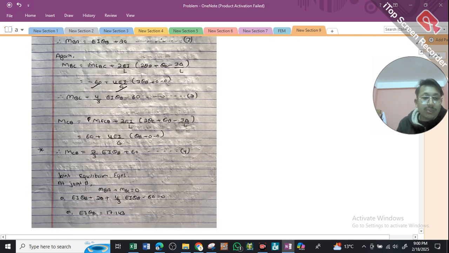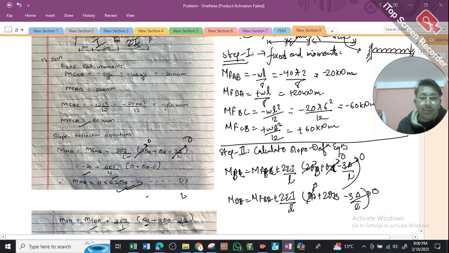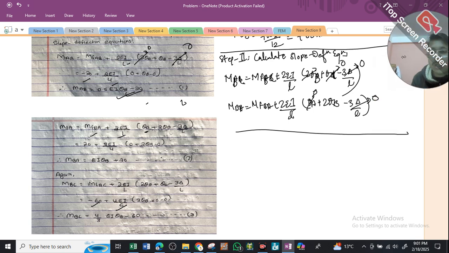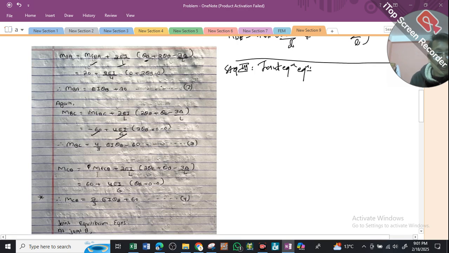Next, we'll move on to our step 3. We have completed our step 2 as well. As I explained in my previous video on introduction to slope deflection, next we'll be using the joint equilibrium equation. What our joint equilibrium says is that the moment at a joint is always 0.